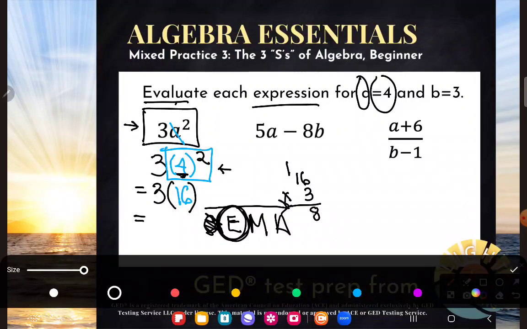So 6 times 3 is 18. 3 times 1 is 3, plus 1 is 4. And so my final answer here is 48.